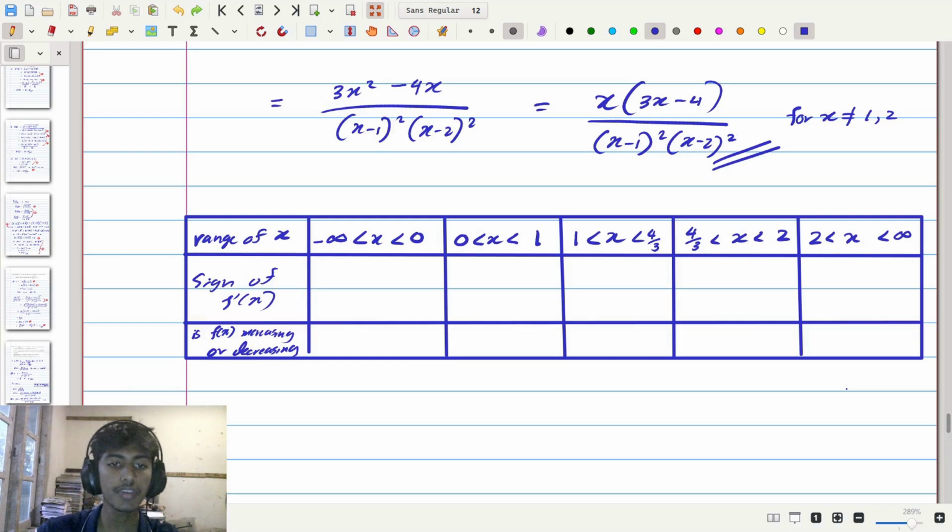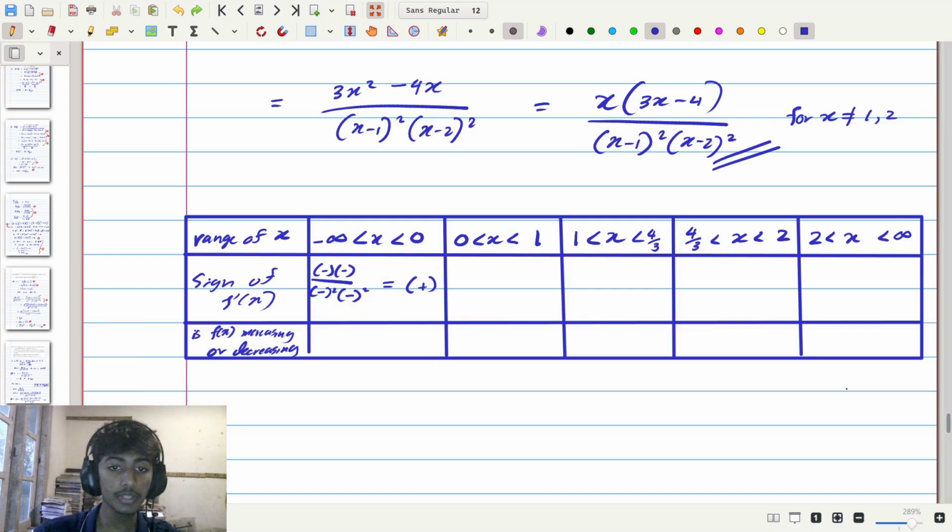And therefore, what we have here is a negative number times a negative number divided by a negative number squared, which is a positive number, and another negative number squared, which is a positive number. The two negatives cancel out. These are anyway positive, and therefore we get a positive number as our answer.